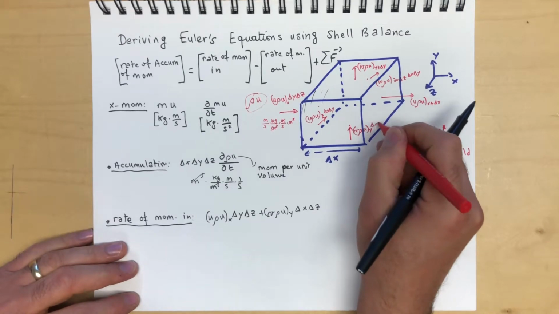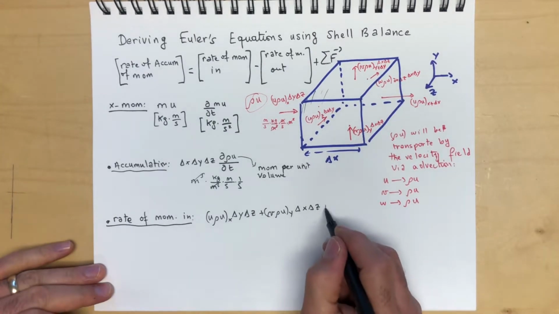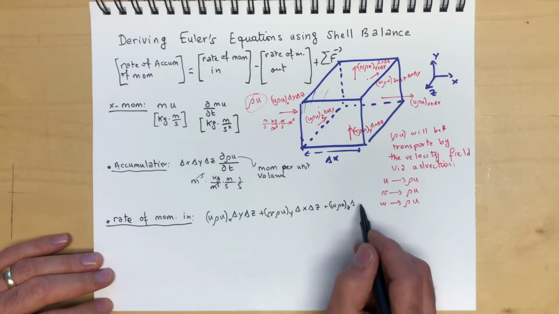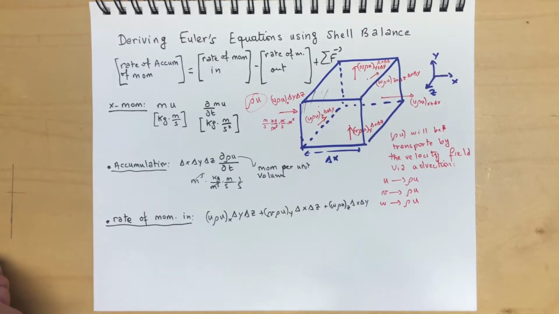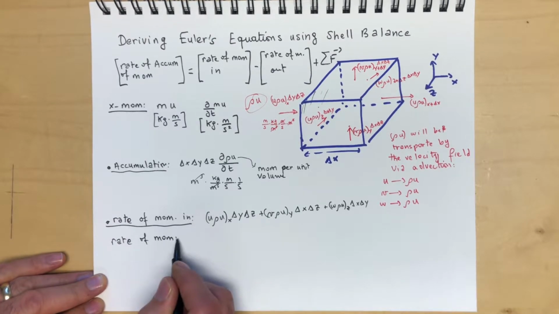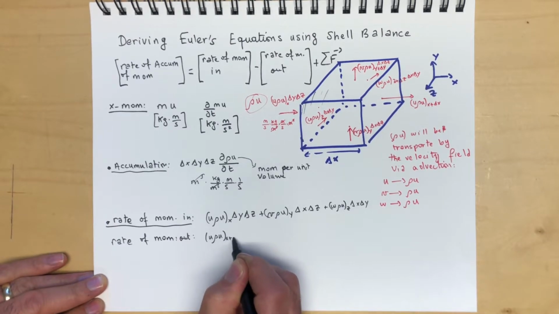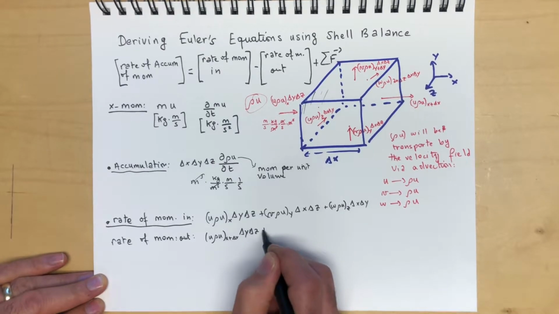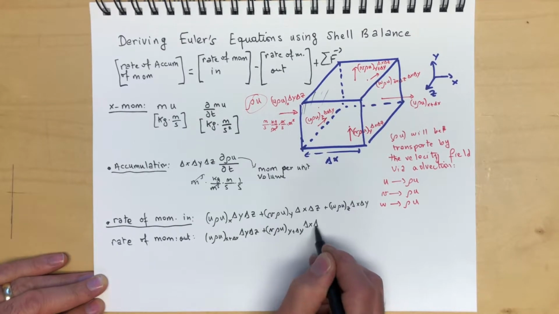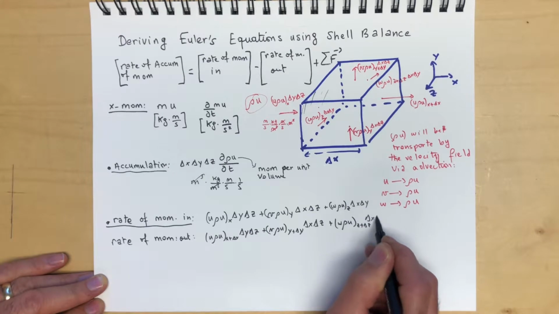So v rho u at y delta x delta z over here. Same thing here, delta x delta z. Plus w rho u at location z times delta x delta y. And then the rate of momentum out, same thing, is u rho u at x plus delta x times delta y delta z, plus v rho u at y plus delta y times delta x delta z, plus w rho u at z plus delta z times delta x delta y.